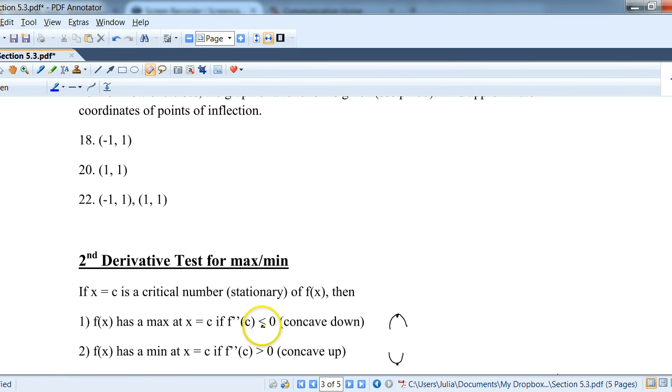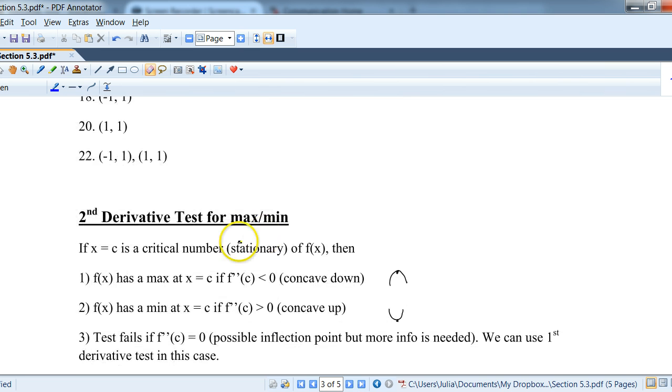If the second derivative at that point is negative, we have concave down, which actually means we have a maximum at that point. Or vice versa, if the second derivative at that point is positive, it's concave up. You can draw it like a little parabola, so that means we have a minimum.